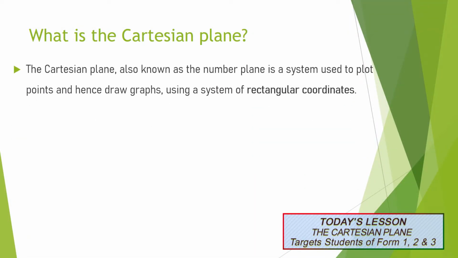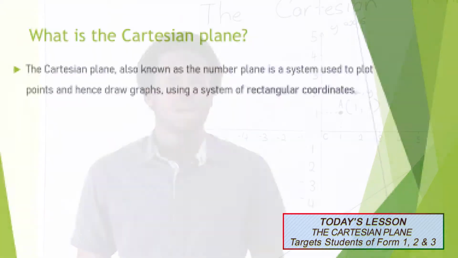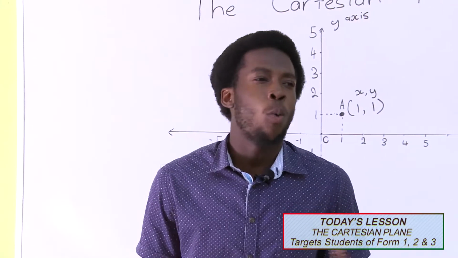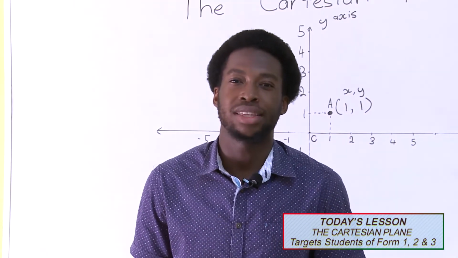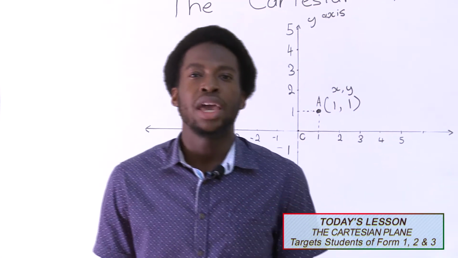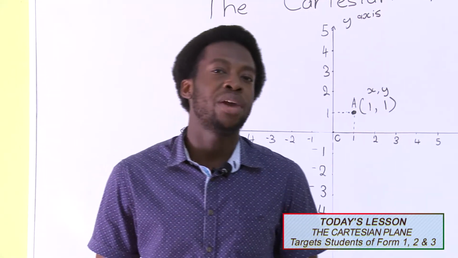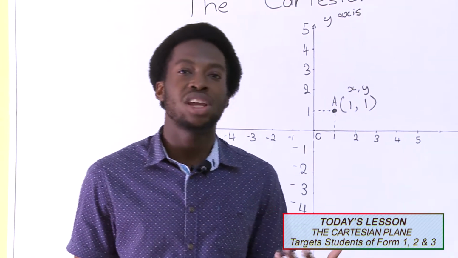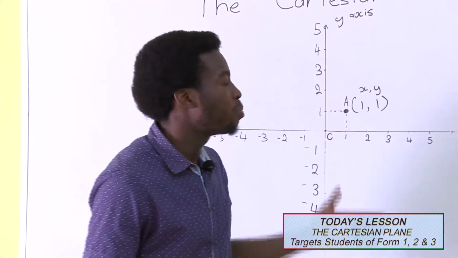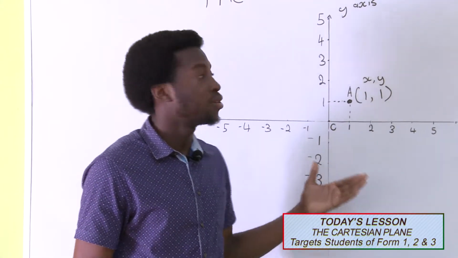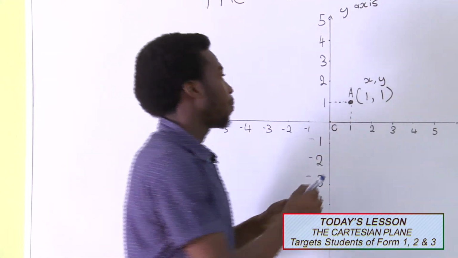The Cartesian plane, also known as a number plane, is a system used to plot points and hence draw graphs, using a system of rectangular coordinates. I know what you're thinking. What is a rectangular coordinate? Well, simply put, a rectangular coordinate is a pair of coordinates that is measured along two axes which are perpendicular to each other. For example, here.